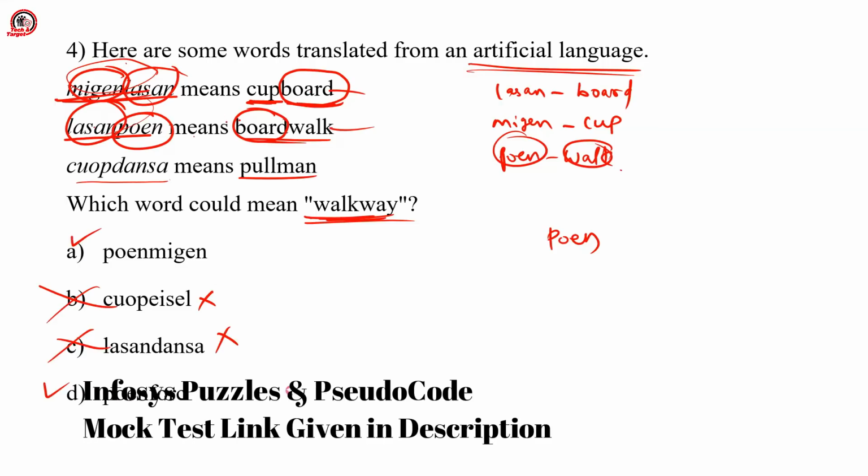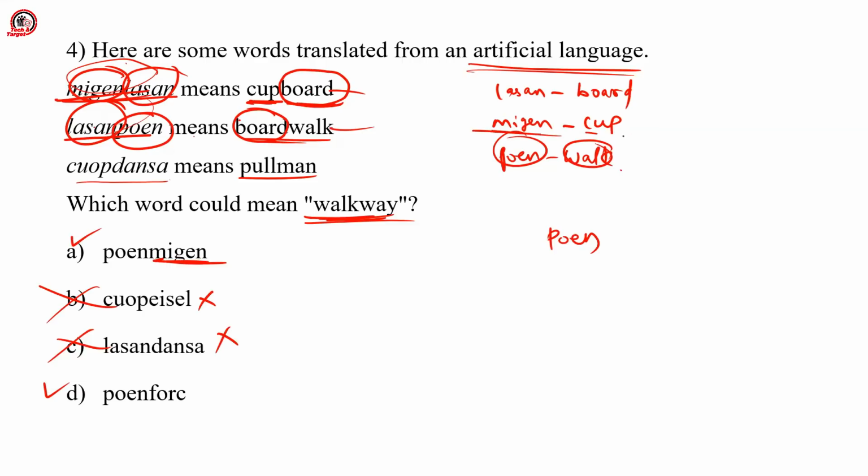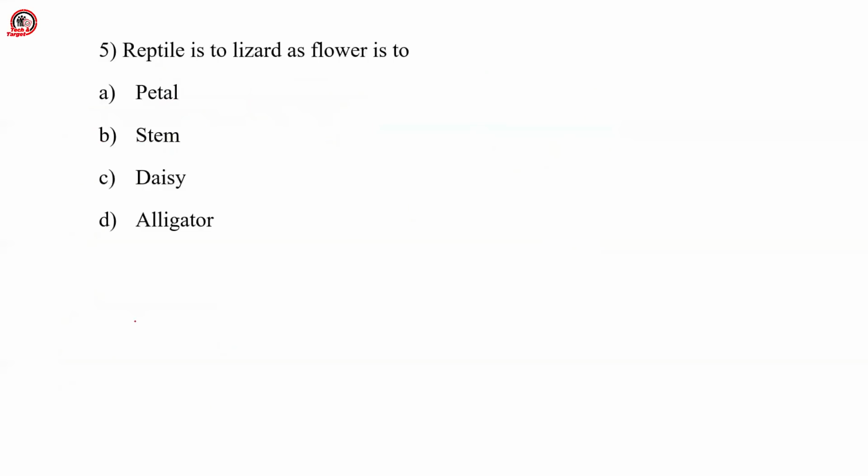Now we also see that this word is having Meigen, which means cup, right? But we want not cup, but actually way, right? So we want way and not cup. So this option would also not be a suitable option for this question. So only the remaining word, which is Poen 4, is the right answer for this question. So with that being said, let's go on to the next question.